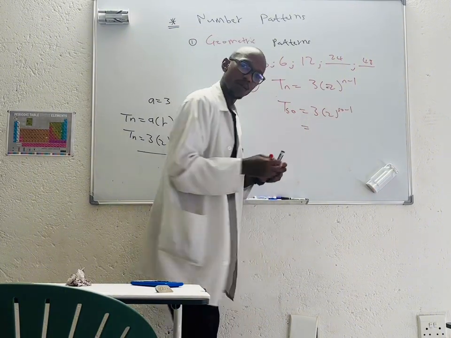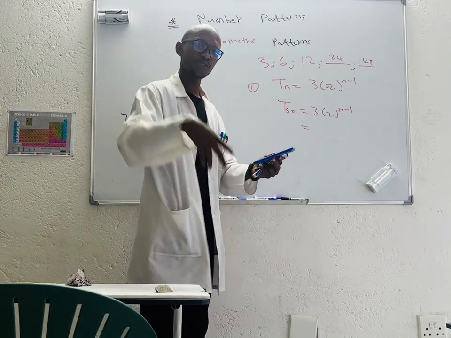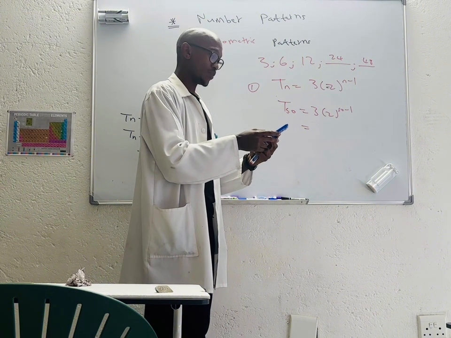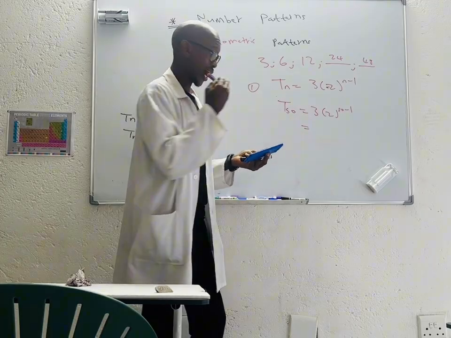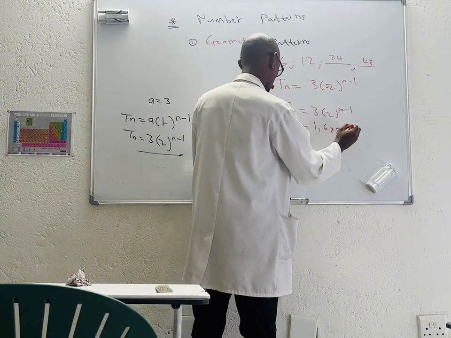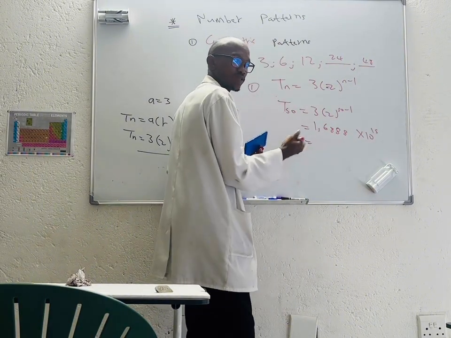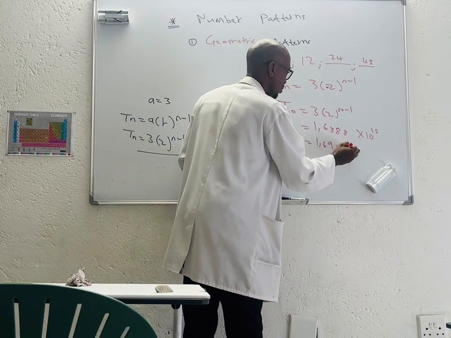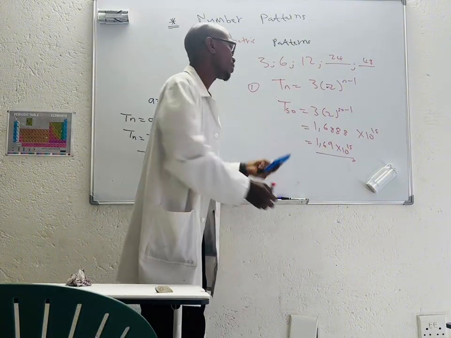My friends, from there, put this on your calculator: 3 into 2 to the power 50 minus 1. You're going to get a very, very big number, right? So you can just convert this into 2 decimal places, like 1.69 times 10 to the power 50. Leave your answer like that. It means the value of the 50th term in the sequence is going to be that.